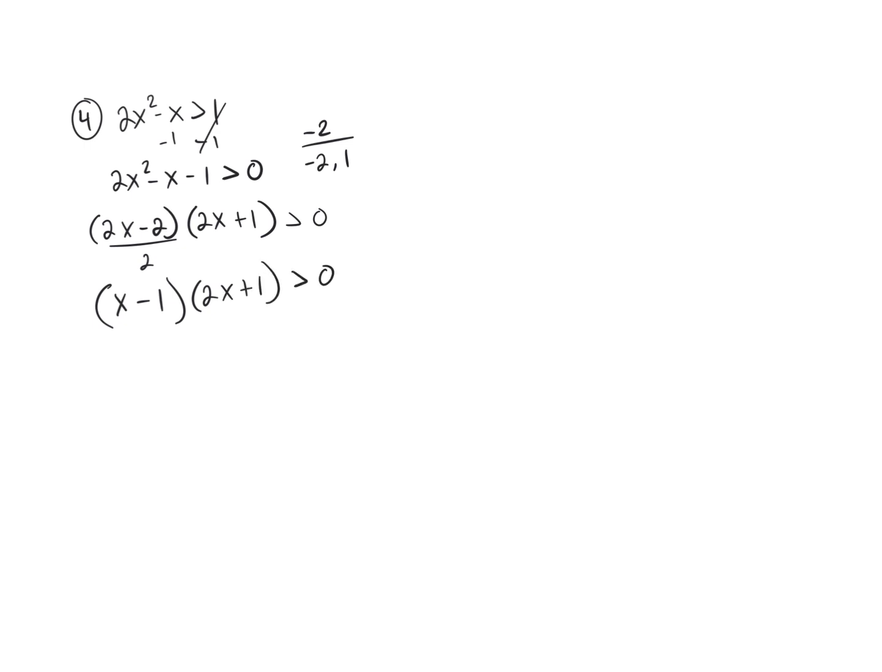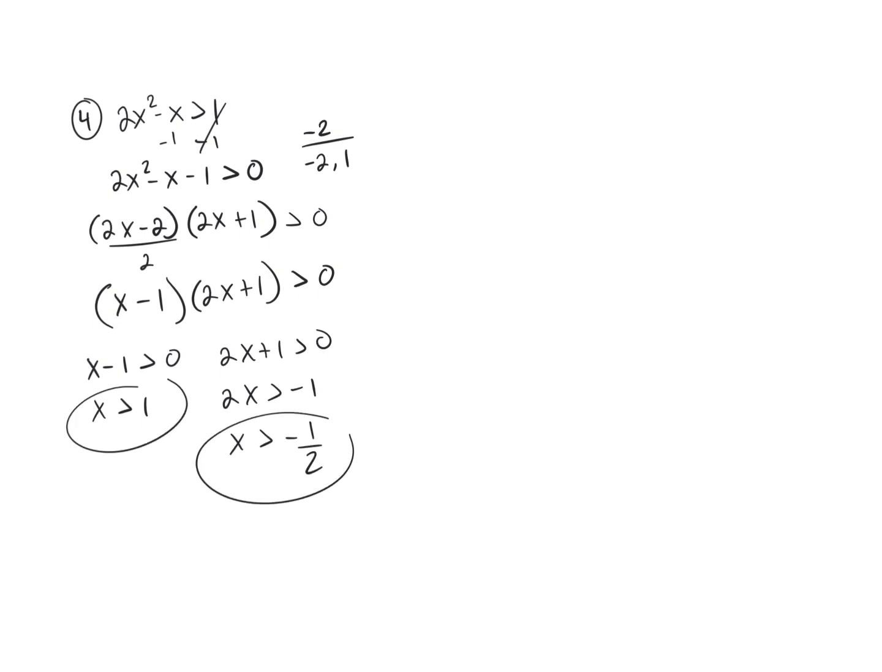Now we can separate the parentheses. x minus 1 is greater than 0, and 2x plus 1 is greater than 0. So we get x is greater than 1. Here we get 2x is greater than negative 1. x is greater than negative a half. So these are our points. So I'm going to draw a little line. We have negative a half, and here we have 1. Now they're going to be open circles because the inequality is not or equal to. So those would be our open circles.